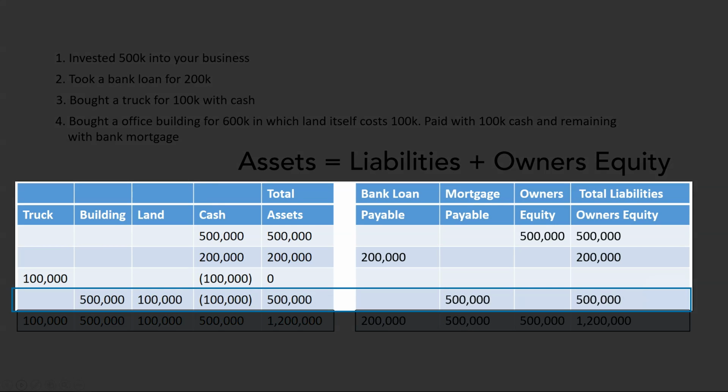Transaction 4. This one is complex compared to others. Since we purchased building, the value of asset building increased by 500k and land itself cost 100k, so the asset land increased by 100k. And how did we pay the money? With 100k cash, so the asset cash decreased by 100k and the remaining was mortgage. Since we have to pay it back, it's a liability and it is increased by 500k.